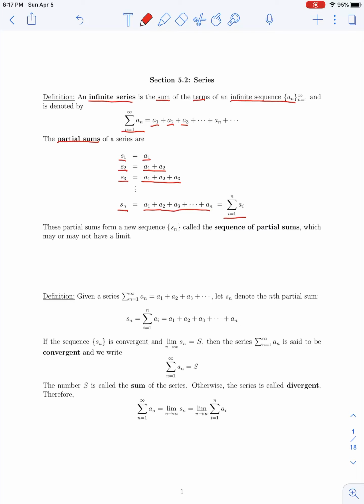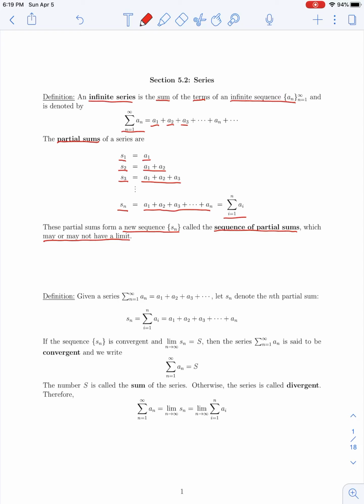Now, these partial sums define a new sequence of terms S sub n, called the sequence of partial sums. So the partial sums that we're listing out could themselves be considered as the terms of an infinite sequence. And we saw in our last section that for any infinite sequence, we may or may not have a limiting value. We want to determine whether that sequence converges. So let's think about how we would define convergence or divergence for a series.